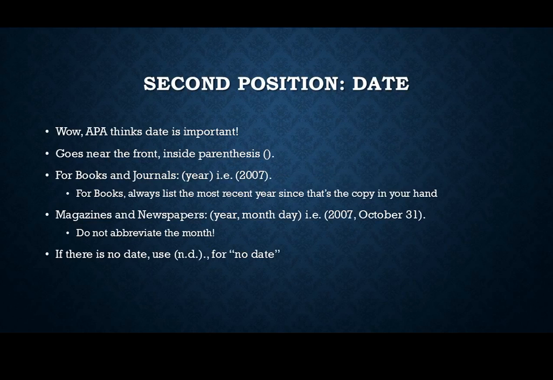After author, we will place the date. For books and journals, the date will just be the year in parentheses followed by a period. For magazines and newspapers, you will list the year, comma, then month and day in parentheses followed by a period. If you don't know the date and cannot find it on the publication, write N, period, D, period, in parentheses followed by a period. This means no date.